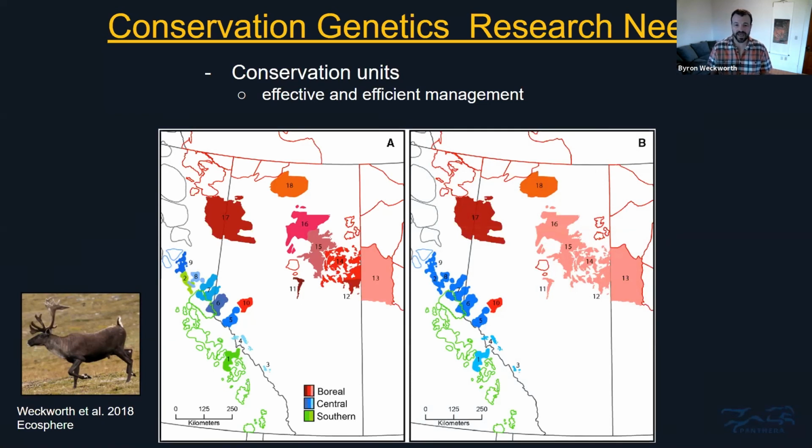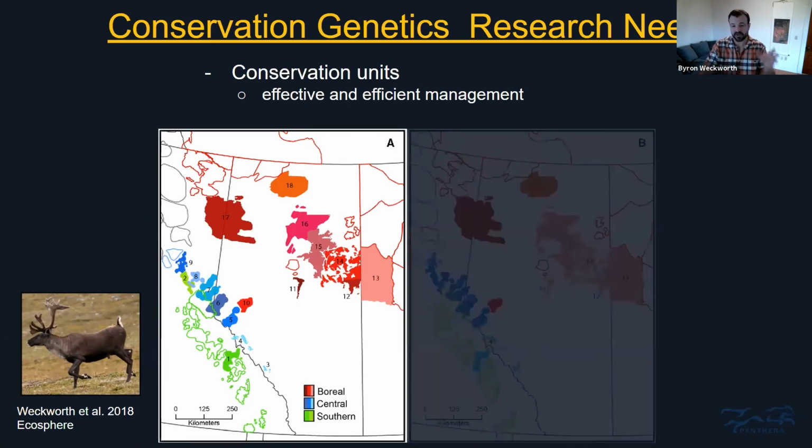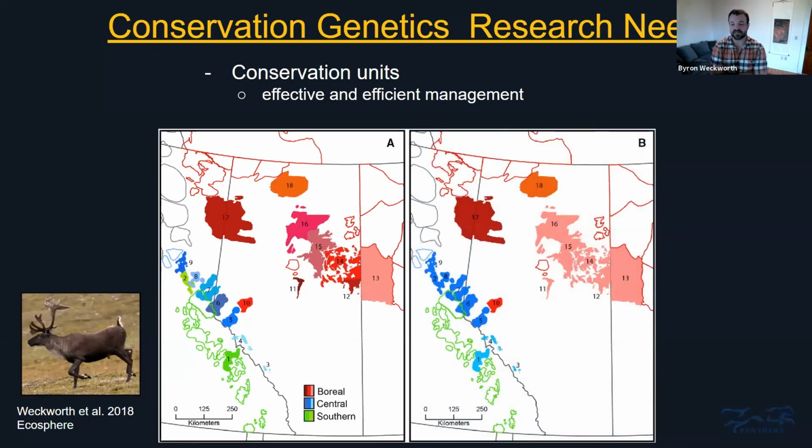So lacking the genetic information to describe the gene flow and relationships among the populations, you're stuck managing this way. If you have that data available and you analyze it correctly, you can really streamline your management strategy and ensure hopefully greater success in meeting conservation outcomes.